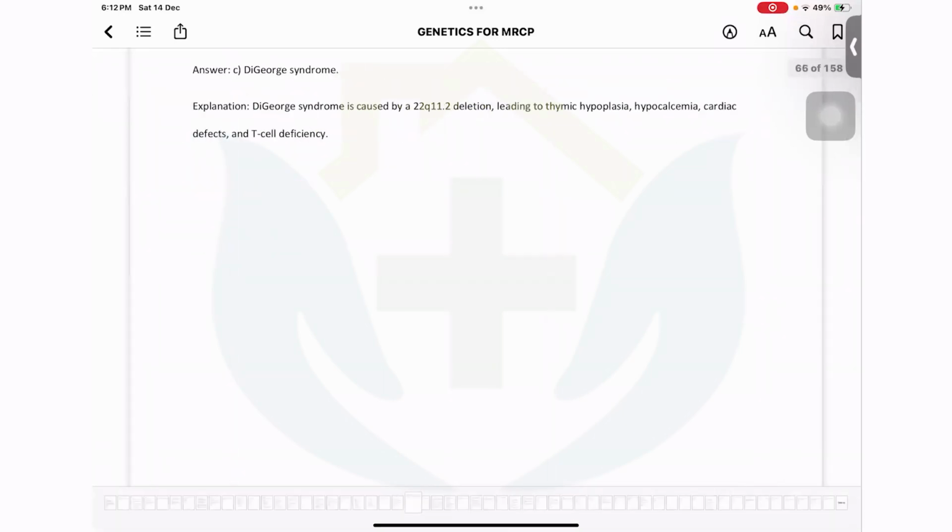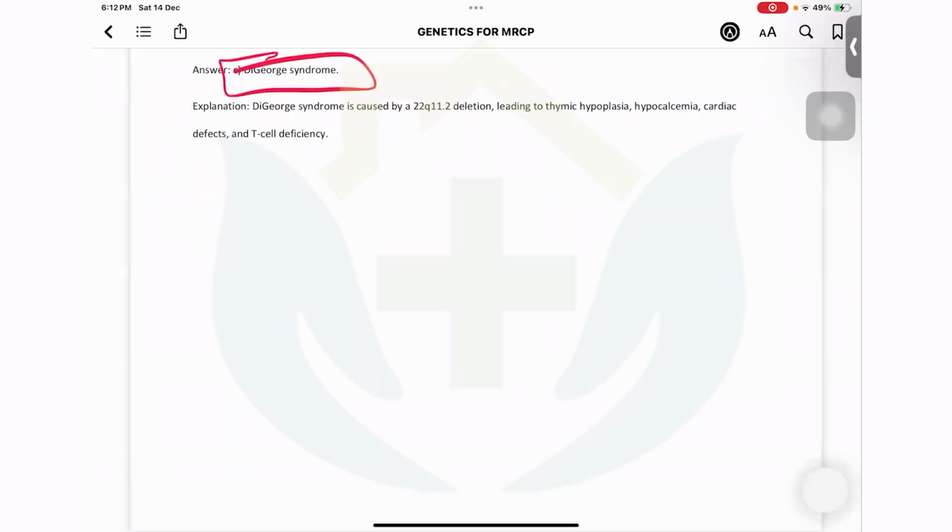So this is classical DiGeorge syndrome. In DiGeorge syndrome, there is thymic hypoplasia, hypocalcemia, cardiac defects, and T cell deficiency. This is total cramming, I know it is rote learning. But then you need to remember that DiGeorge syndrome is not a mitochondrial inheritance, not a multifactorial inheritance, and not an autosomal recessive or autosomal dominant or X-linked disorder.